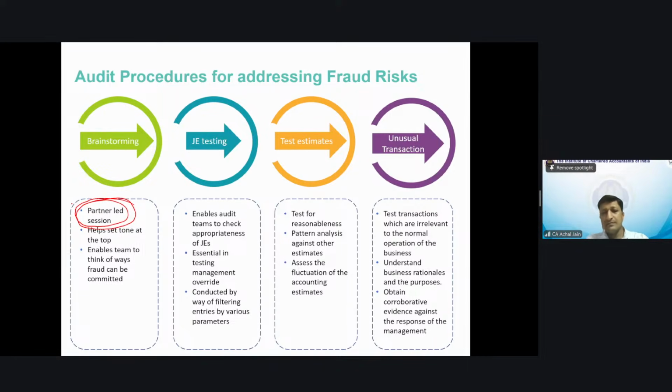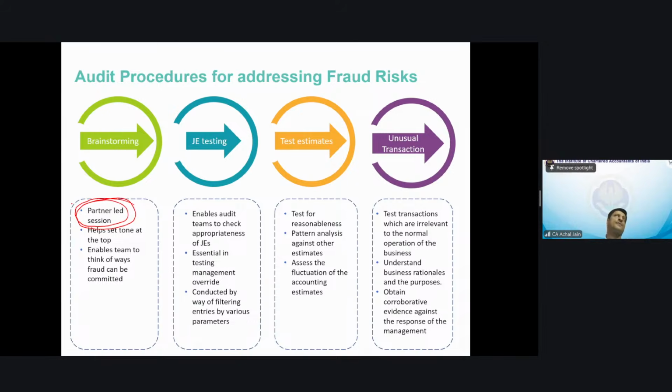JE testing. Now, this is again a very important procedure. JE means journal entries testing. Now, in this case, what do you do? You will pick up some parameters, some criteria, for the testing of the journal entries which are falling within those criteria. What are going to be those criteria? That's something which the auditor will have to evaluate.